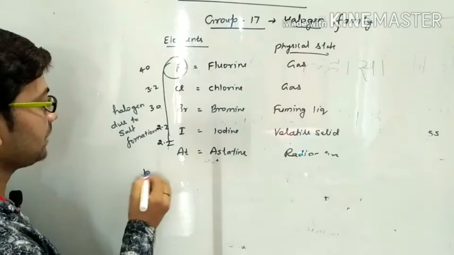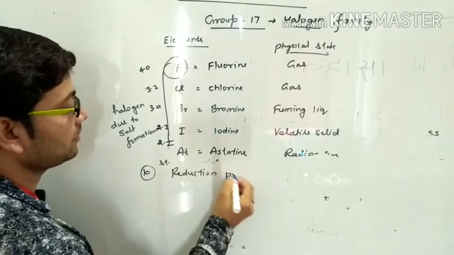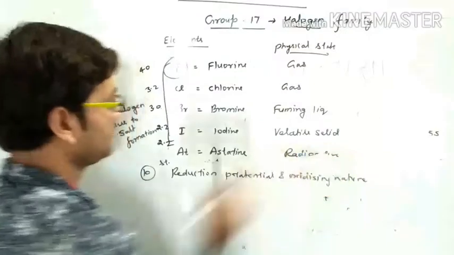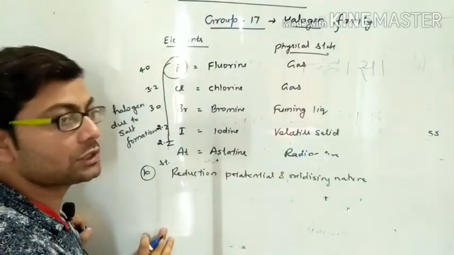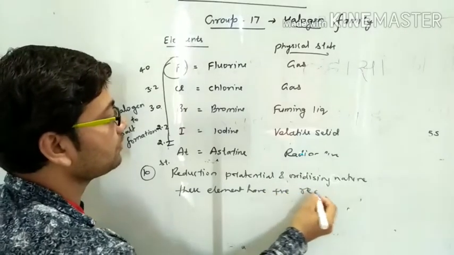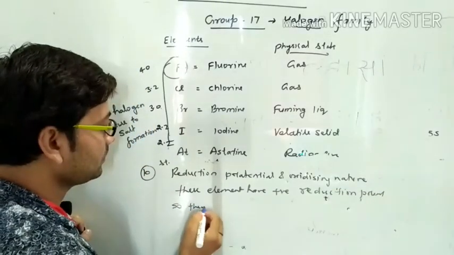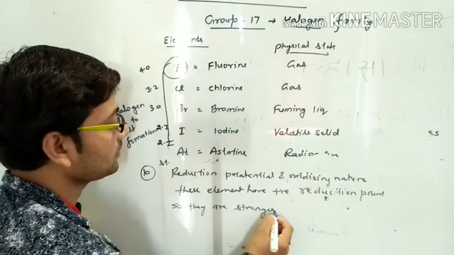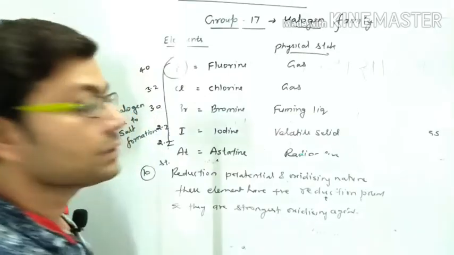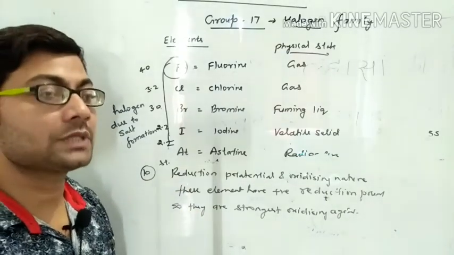Now the 10th physical property is reduction potential, standard reduction potential, and oxidizing nature. As you know, these elements have positive reduction potential. So they are the strongest oxidizing agents, meaning they have the property to accept one electron very easily. So these are some physical properties of group 17 elements.